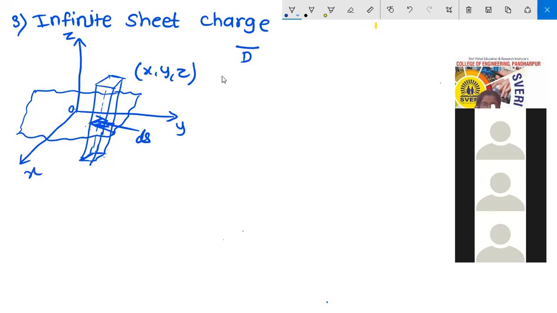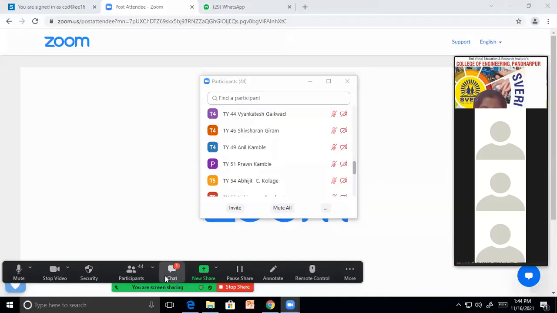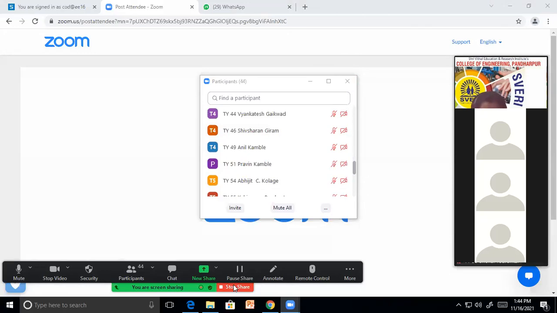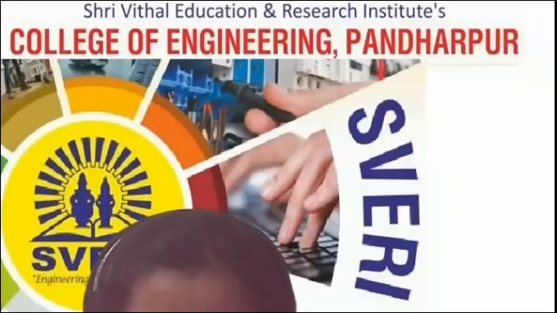Can I share a direct diagram here, so that it will be very clear for you? Just wait, I'll share the diagram here.